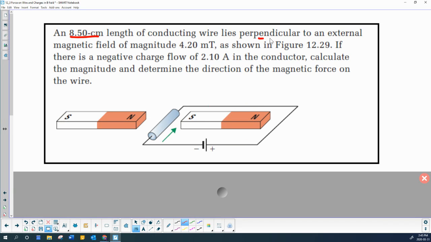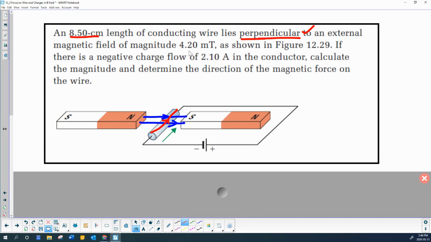Lies perpendicular, so we're looking for that phrase, that keyword, to know, okay, we have the conditions necessary. If you were to draw the magnetic field on this picture that they supplied, it would go from the north of this magnet to the south of this other magnet. So you can see what's happening here. We have the magnetic field in one direction. We have the current traveling perpendicular to that. So perfect, that's what we want to know. We can go ahead with our calculation.